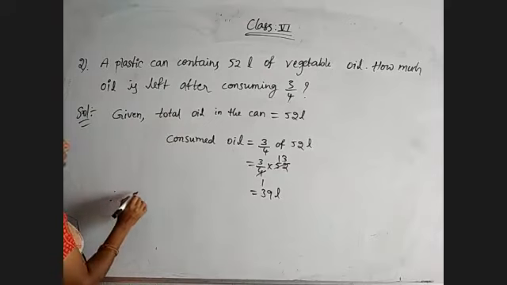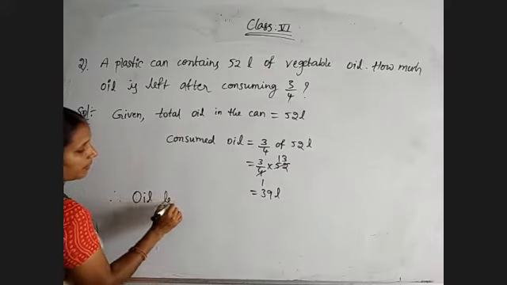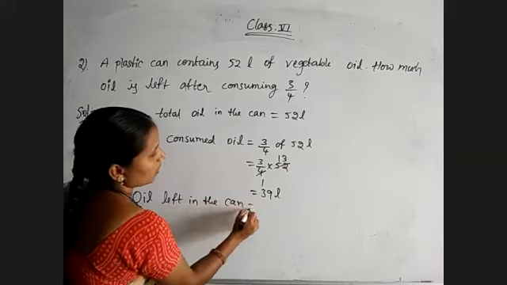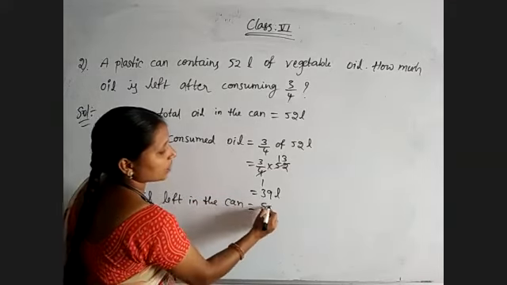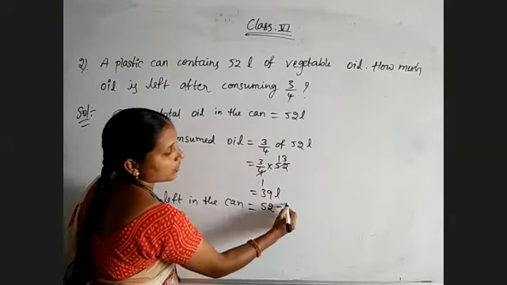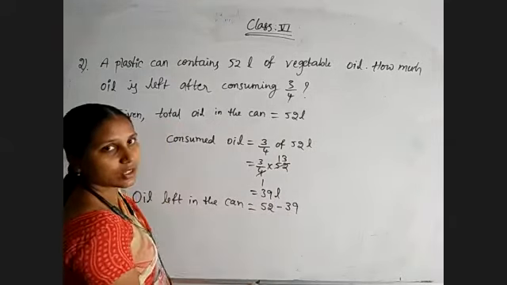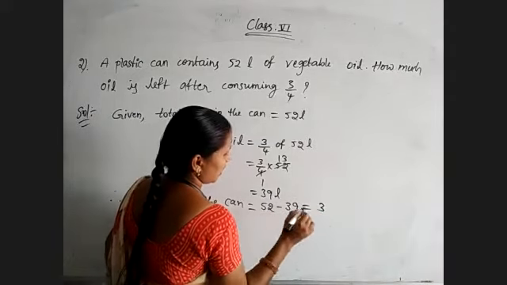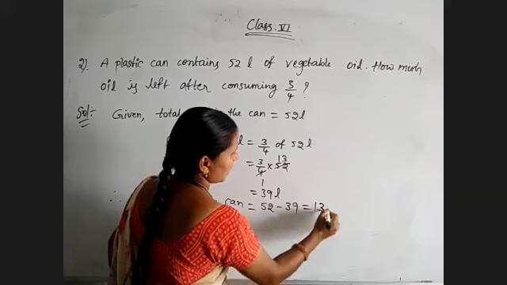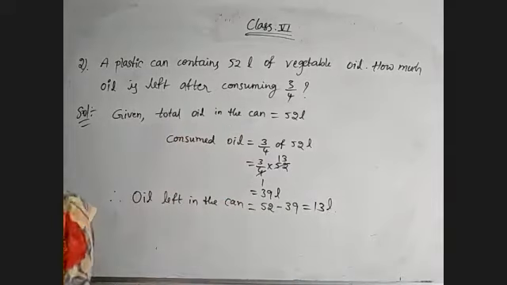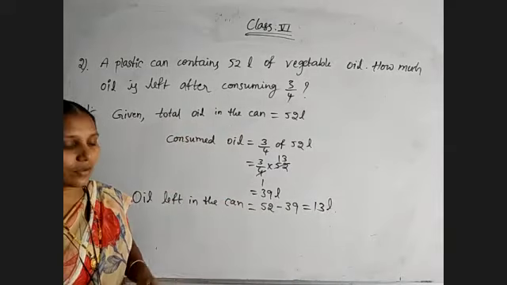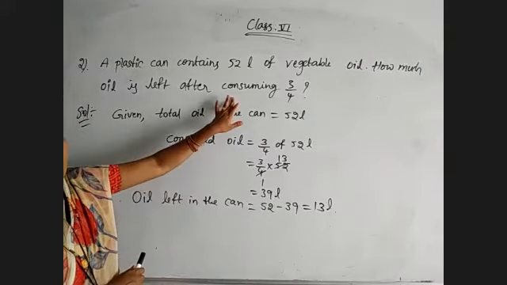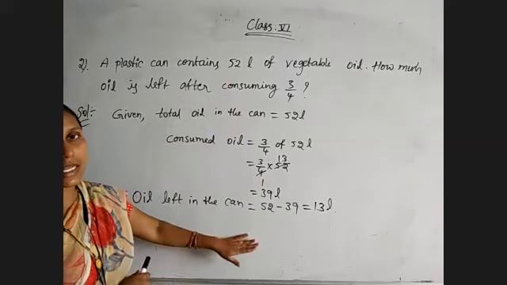Therefore, oil left in the can will be equal to total oil, 52 liters, minus the used one, 39. The remaining is what we did not use, which is equal to 12 minus 9 is 3 and 4 minus 3 is 1, so 13 liters of oil left in the can. So just observe, whenever fractional form is given, find out the value. If they give that value directly, then we can decide directly.